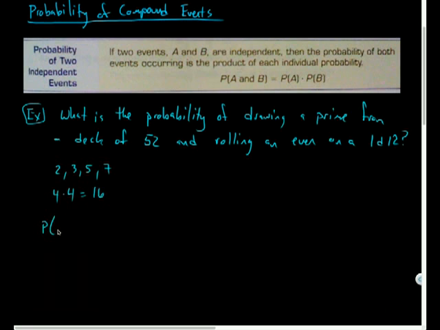So the probability of prime is going to equal the number of successful cards that would work for us, which is 16. The total number of cards is 52.